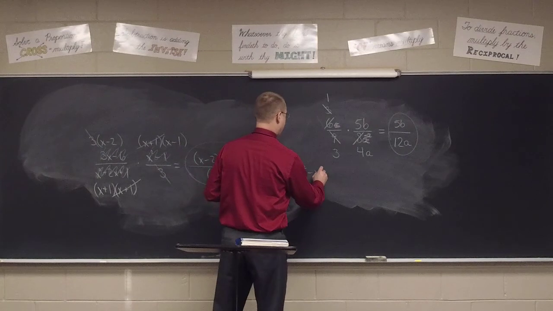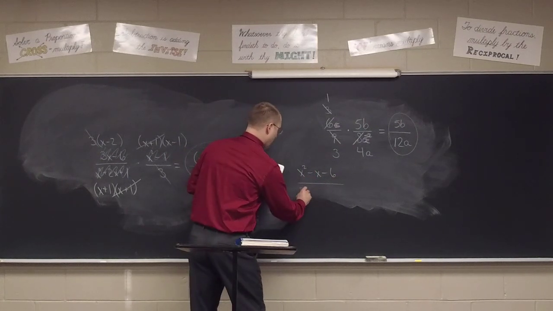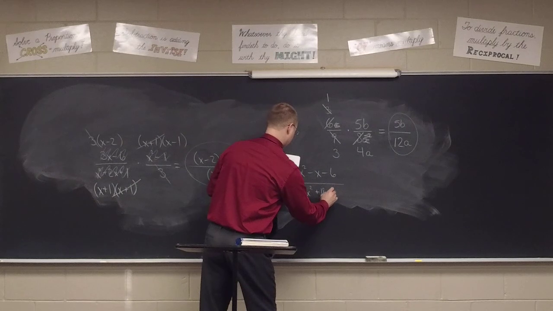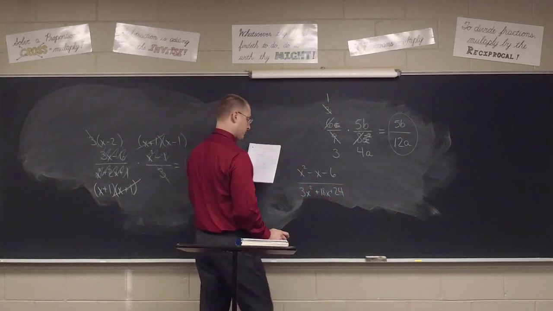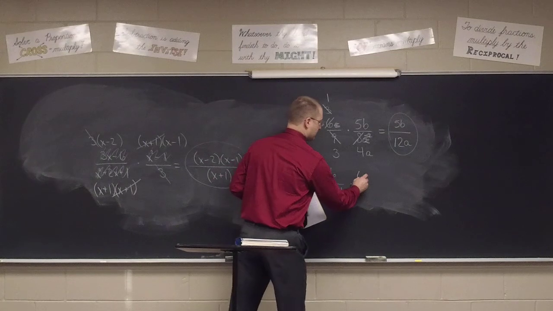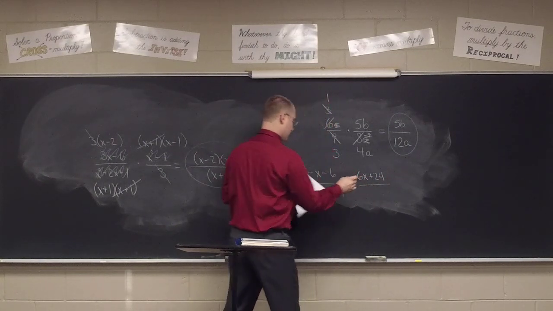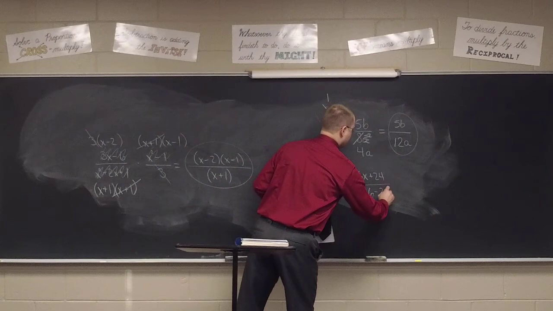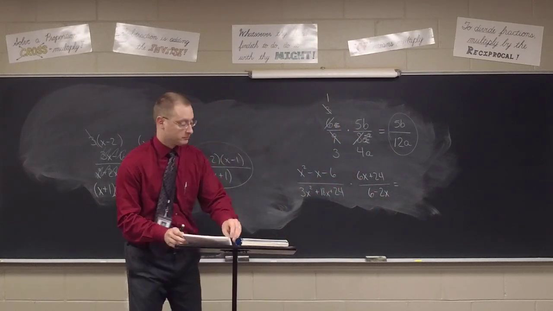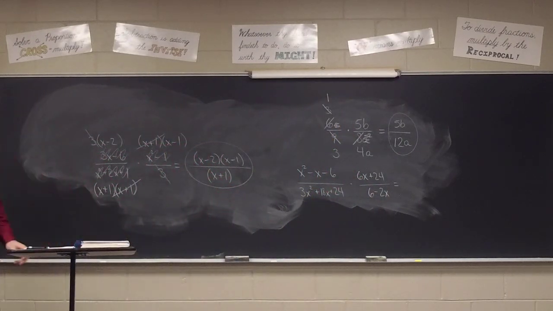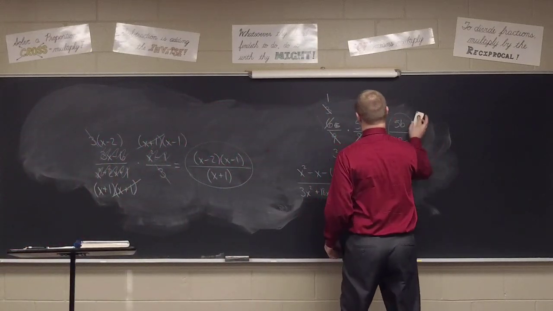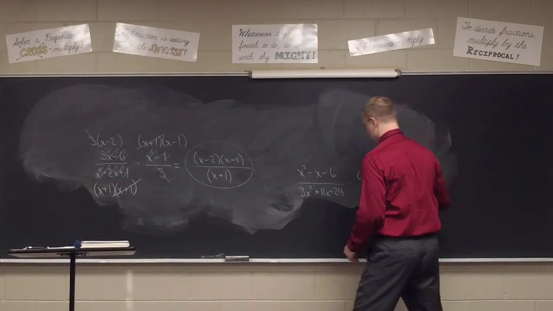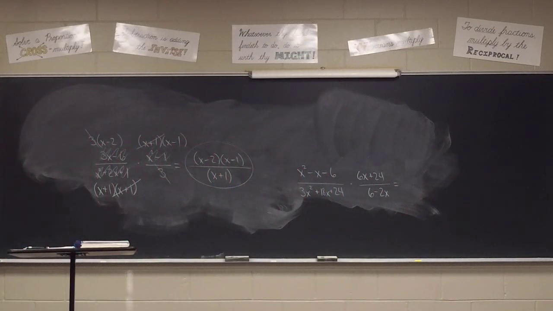Write this one down. X squared minus x minus 6 over 3x squared plus 18x plus 24, times 6x plus 24 over 6 minus 2x. All right, factor your first numerator. Call it when you've got it.